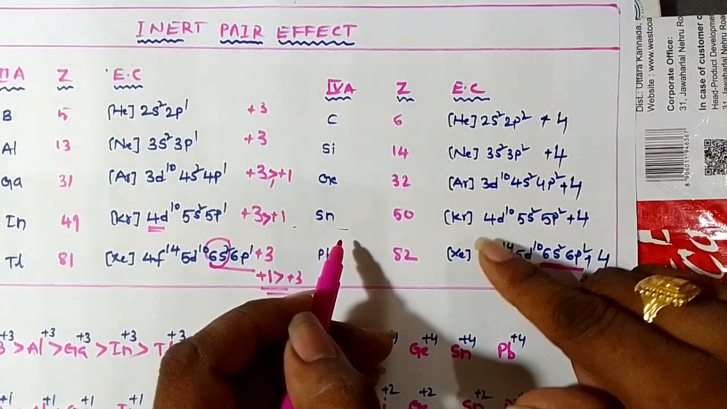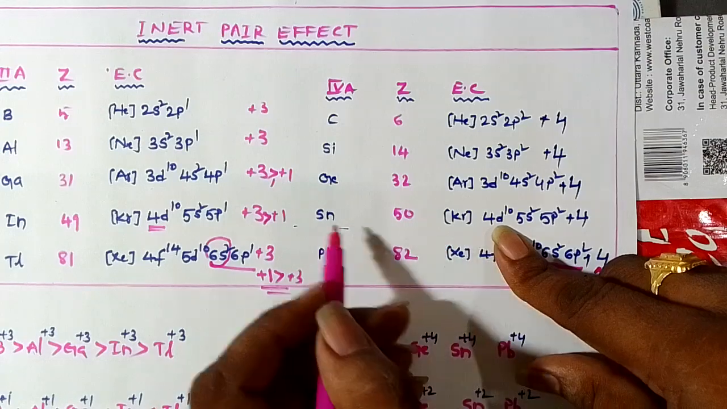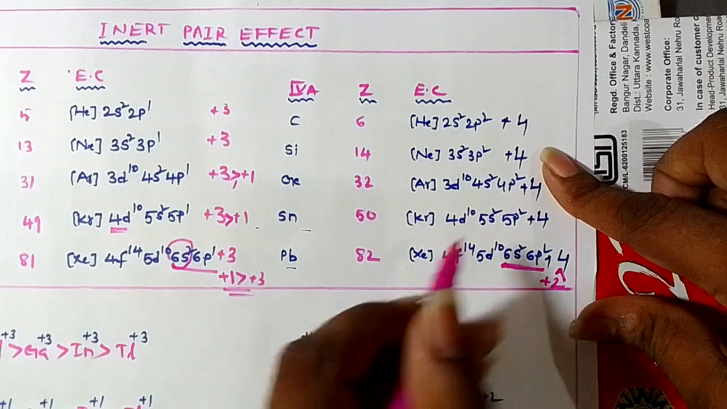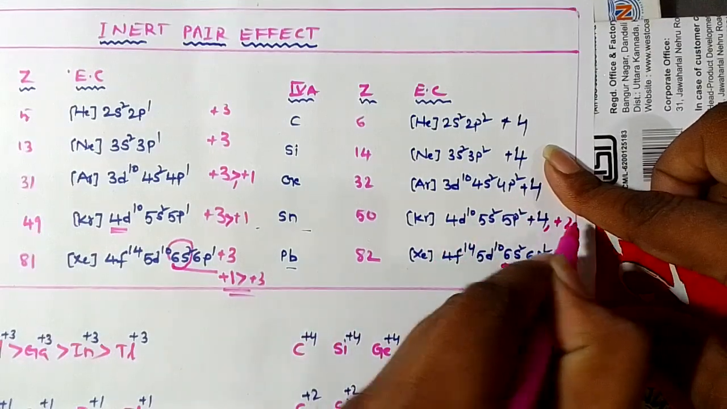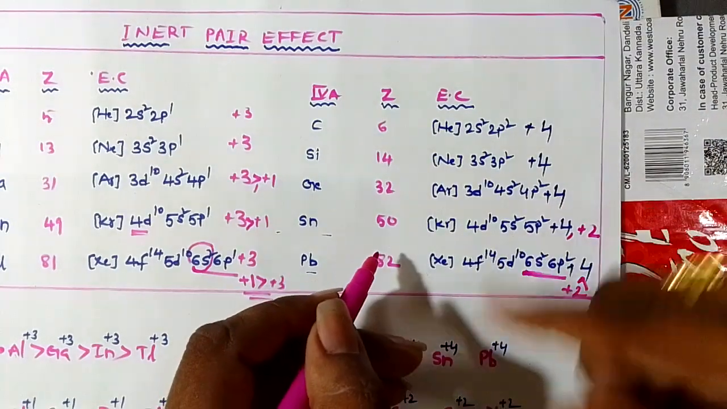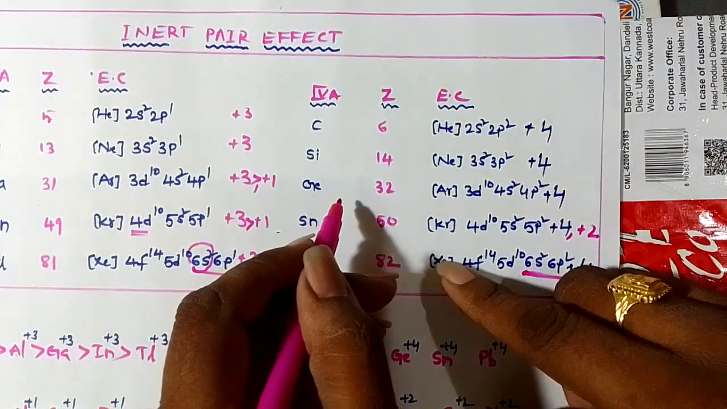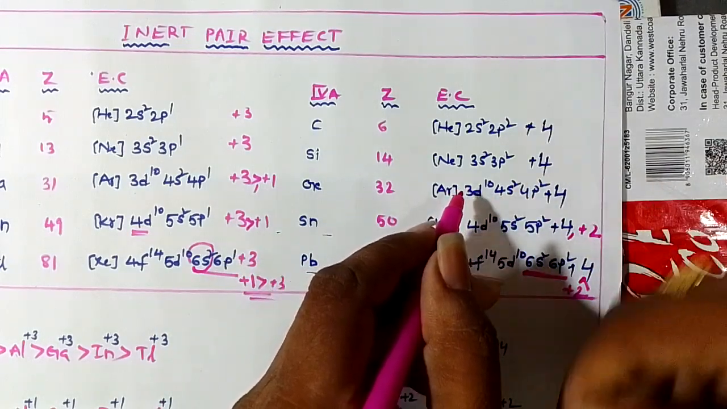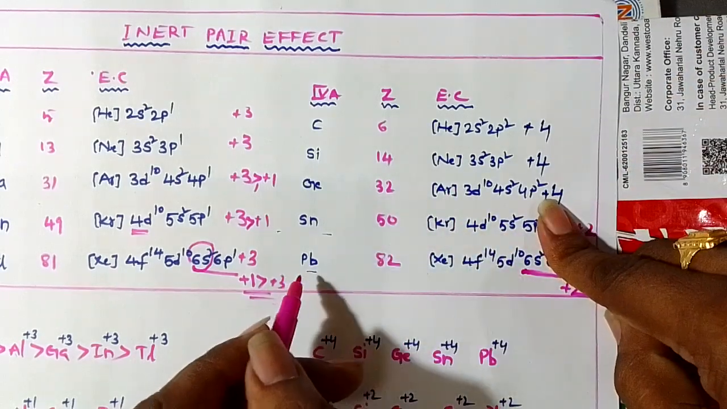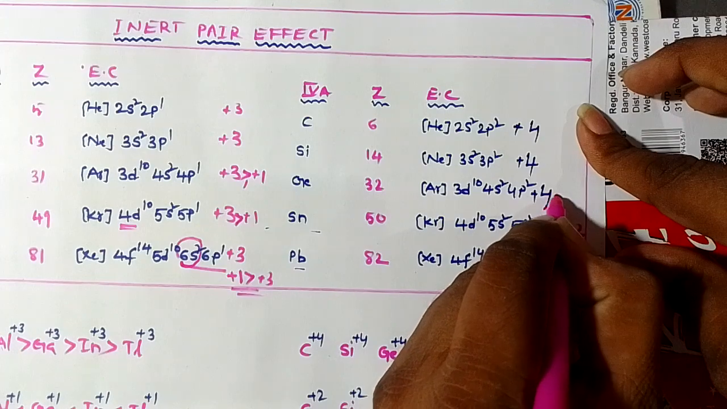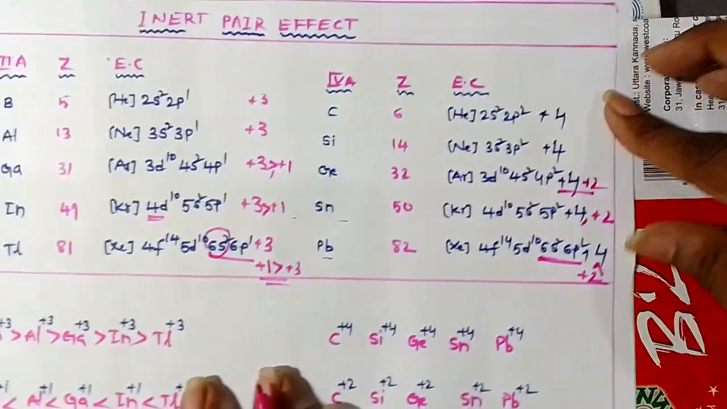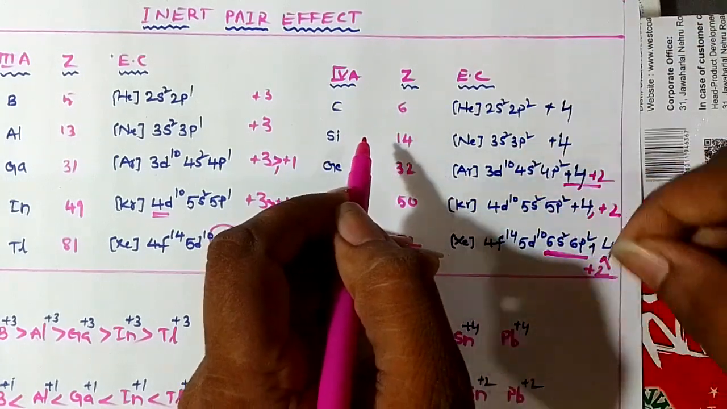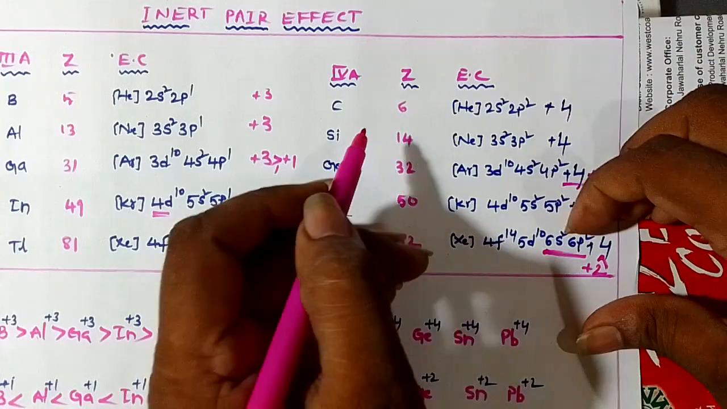Now coming to tin. Due to the presence of d orbitals, tin also can exhibit the inert pair effect, but this effect is less compared to lead. That's why it also exhibits +2 oxidation state along with +4. Now coming to germanium. Due to the presence of d orbitals, it can also exhibit the inert pair effect, and this effect is less compared to lead. So it also can exhibit +2 oxidation state along with +4. Now in silicon and carbon, there are no d electrons. That's why silicon and carbon do not exhibit the inert pair effect.